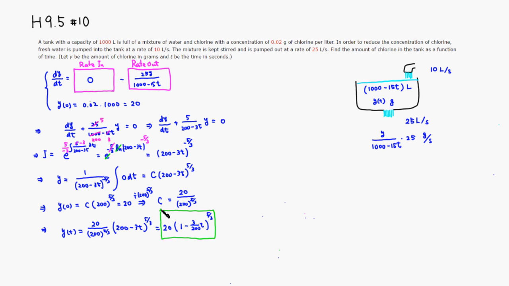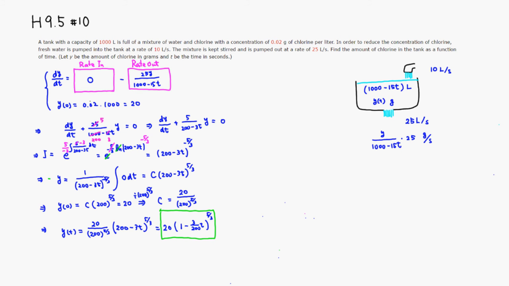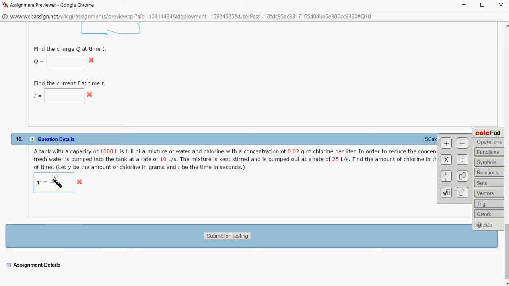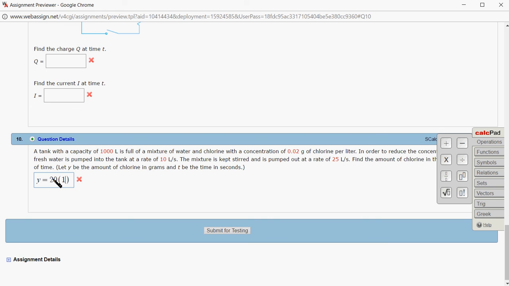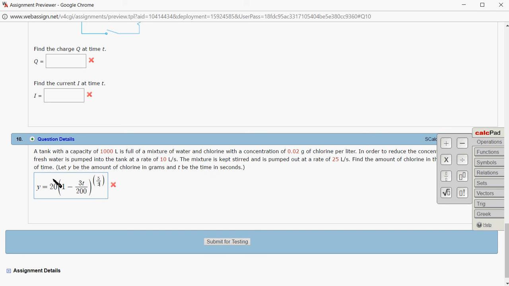So let's type it in. y is equal to 20 times 1 minus 3 over 200 t, raised to the 5/3 power. Let's submit for testing.